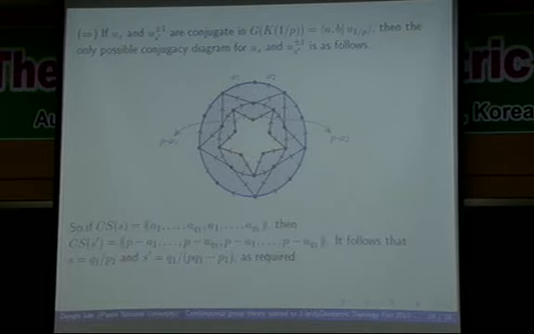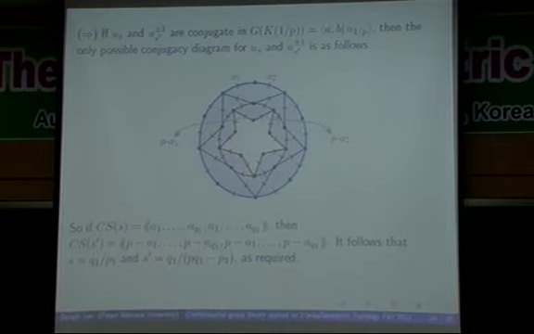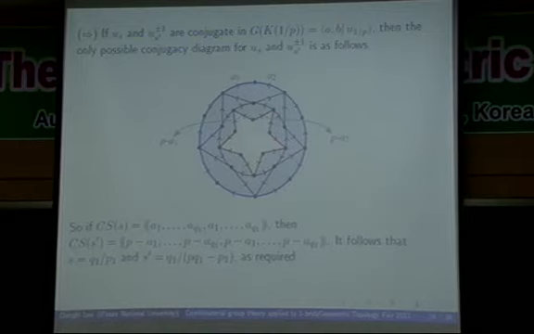Complementary. And also, if these two words are conjugate in this topology link group, then the only possible conjugate diagram is like this. So the cyclic sequence of outer boundary labels should be like this, and the cyclic sequence of inner boundary labels should be this. And there is a way to recover a rational number from the given cyclic sequence. So we have this rational number.